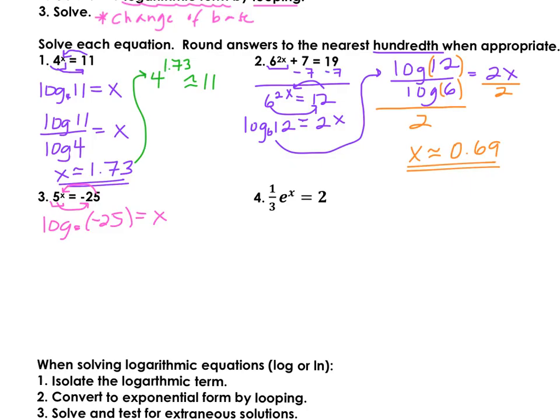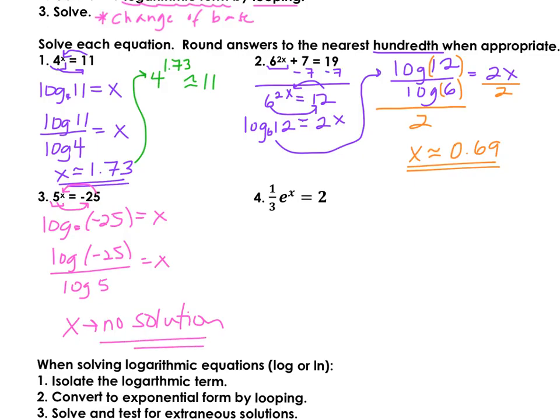Now, applying the change of base rule here, we'll have log of negative 25 divided by log 5. That gets x by itself, but watch what happens when you plug that in. You should get domain error or no solution. Remember, we can't take a logarithm of a negative number. So even if you notice that right at the beginning, 5 to the x, we can't raise 5 to an exponent and get a negative answer. So this is automatically no solution.